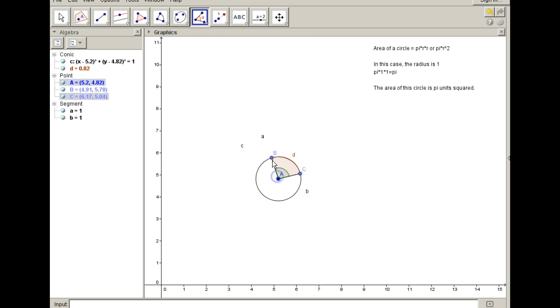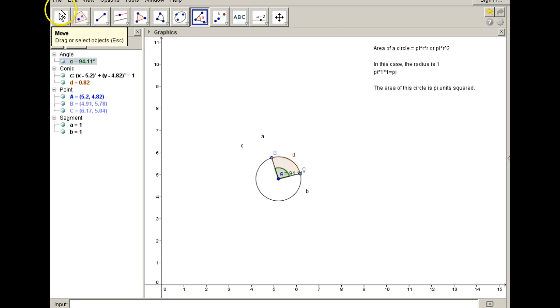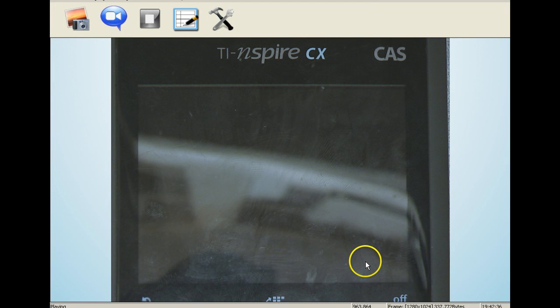What is this angle measurement? It's 94.11 degrees. So let's think about that. That's 94.11 out of how many degrees, right? Out of a total of 360 degrees. So how could we have calculated that by hand?